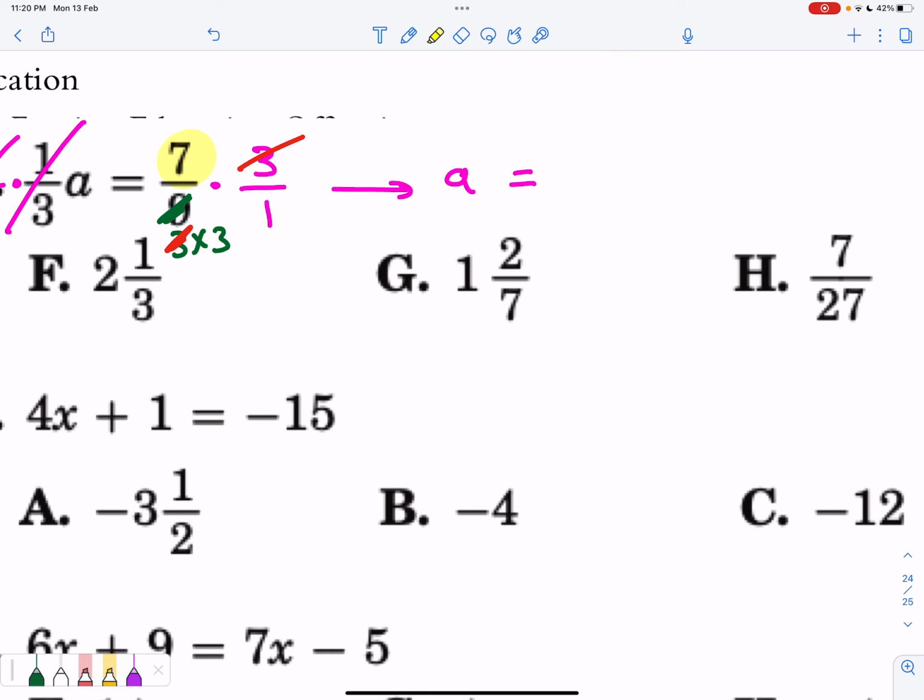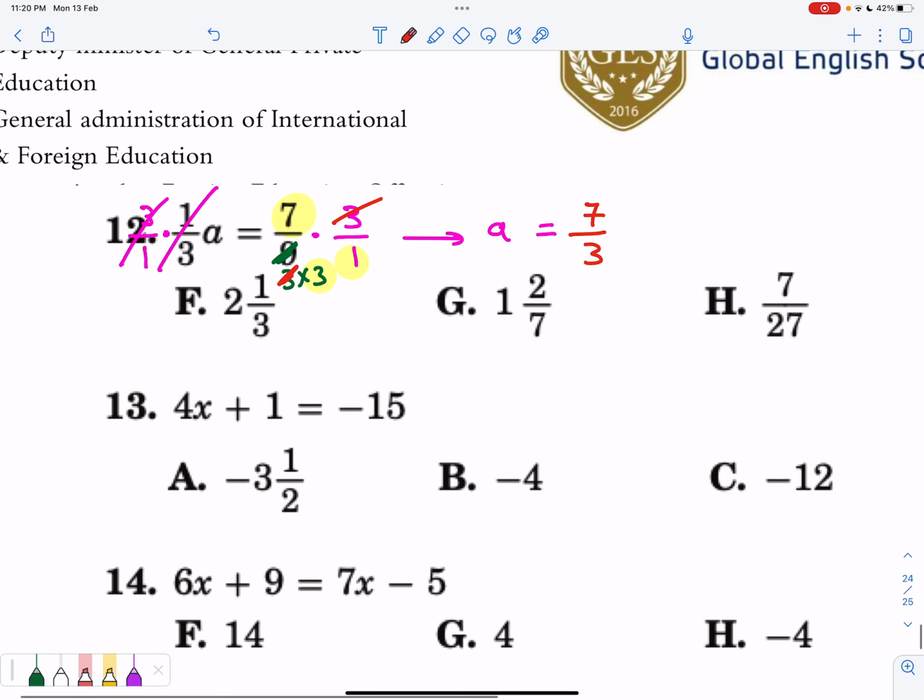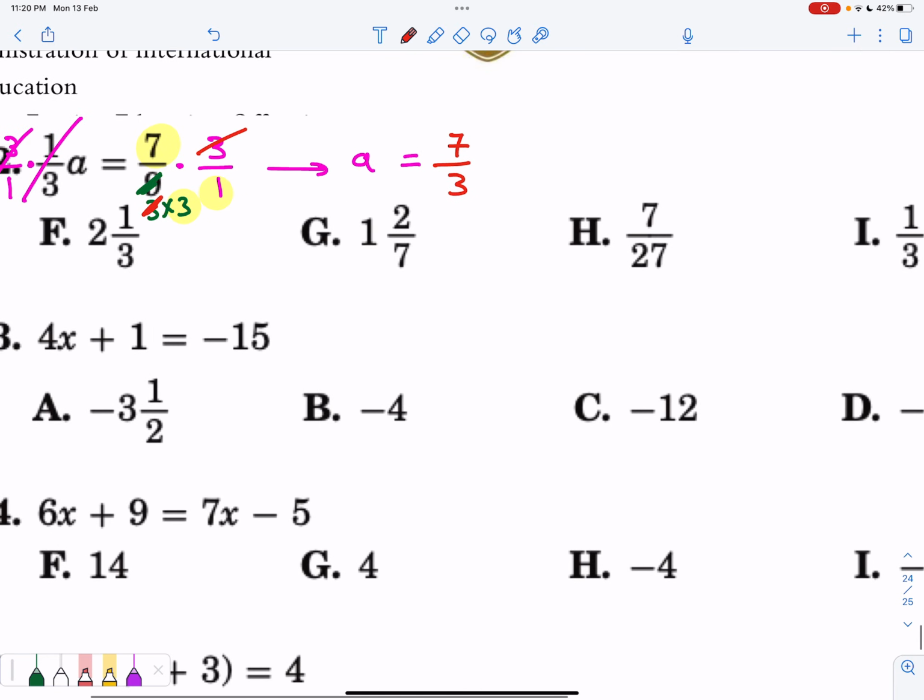Okay, and down you have the 3 times 1. Of course, 7, I will write it here. 3 times 1 is equal to 3. So the correct answer is 7 over 3. Okay, now can we write that in a simpler way?